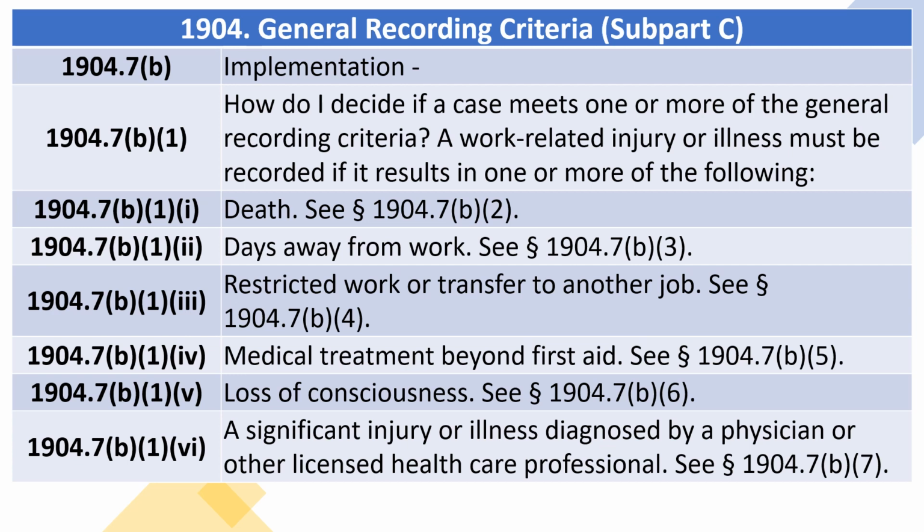1904.7 B, Implementation. 1904.7 B1. How do I decide if a case meets one or more of the general recording criteria? A work-related injury or illness must be recorded if it results in one or more of the following: 1904.7 B1 (i) through (vi). Death: see section 1904.7 B2. Days away from work: see section 1904.7 B3. Restricted work or transfer to another job: see section 1904.7 B4. Medical treatment beyond first aid: see section 1904.7 B5. Loss of consciousness: see section 1904.7 B6. A significant injury or illness diagnosed by a physician or other licensed healthcare professional: see section 1904.7 B7.